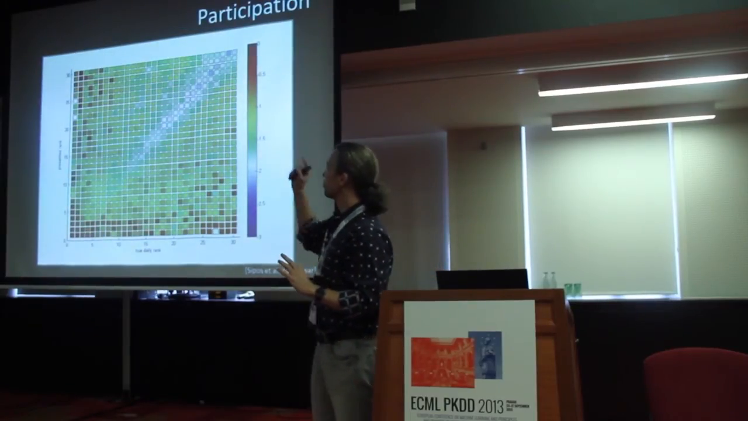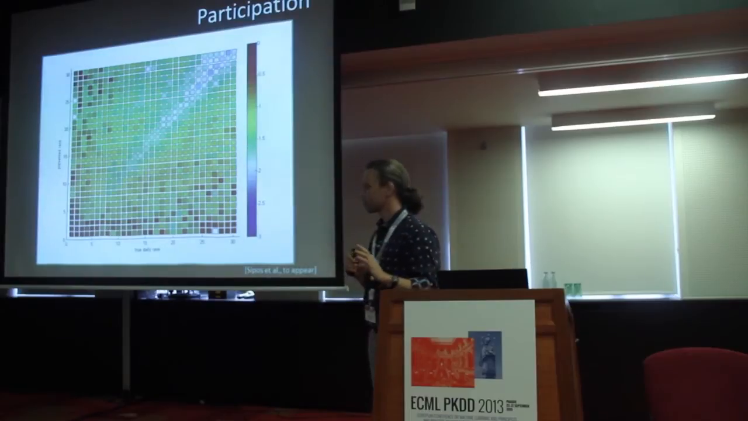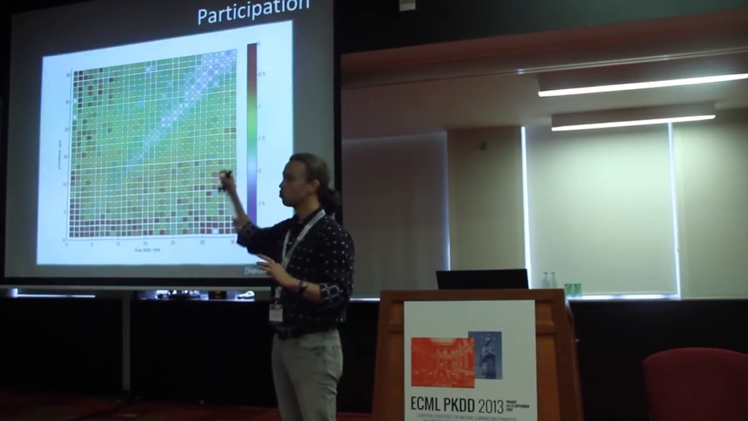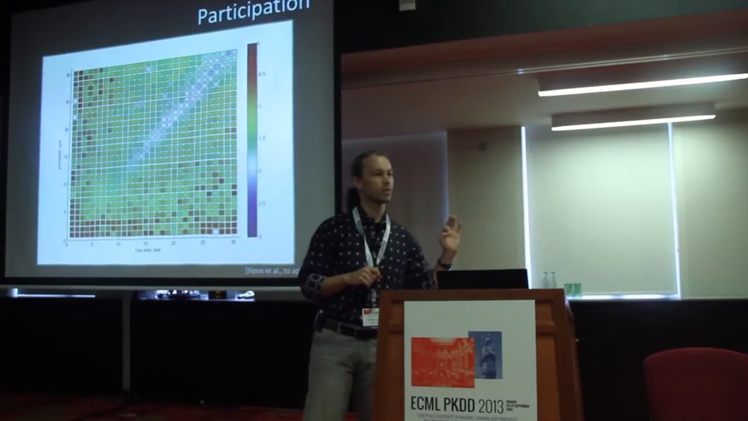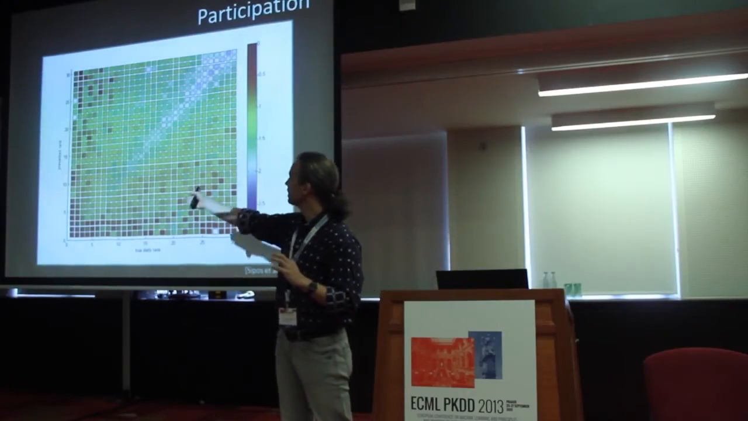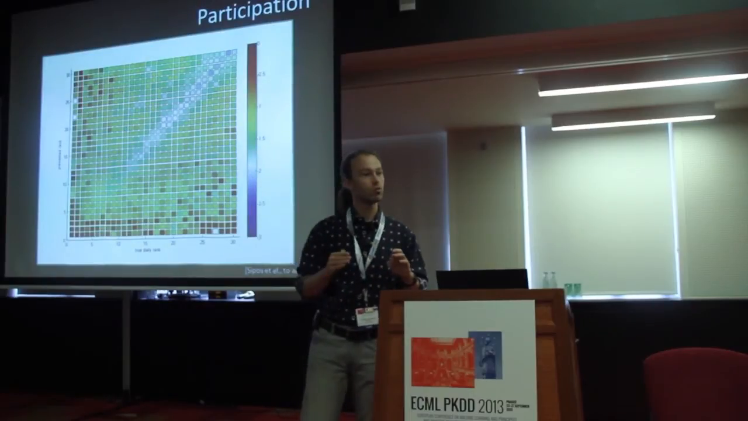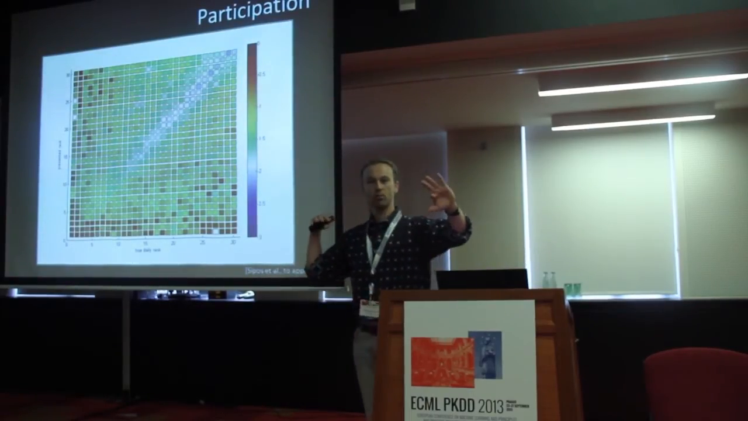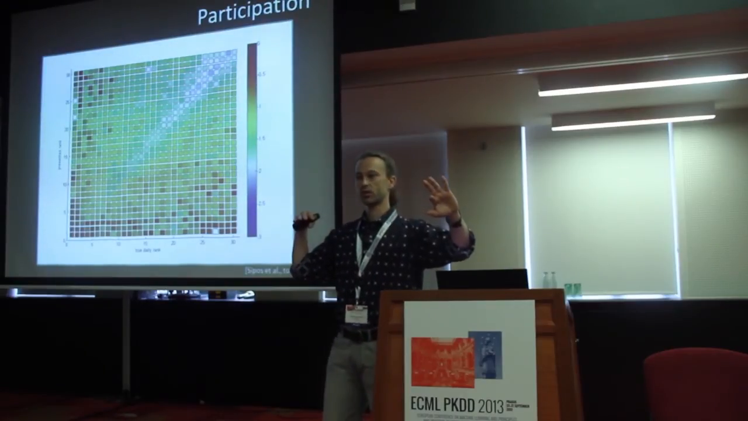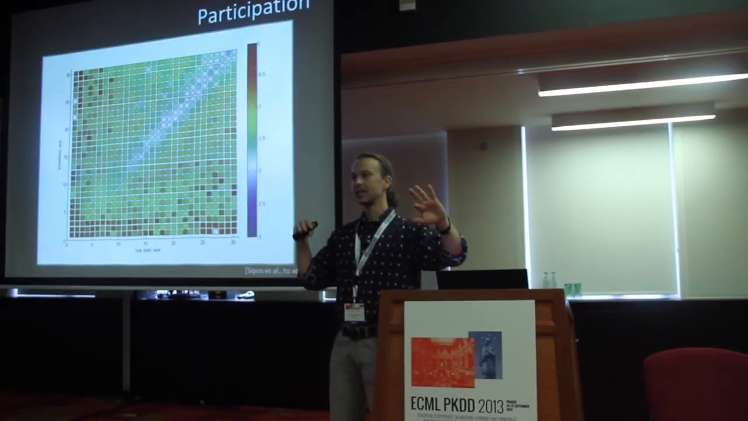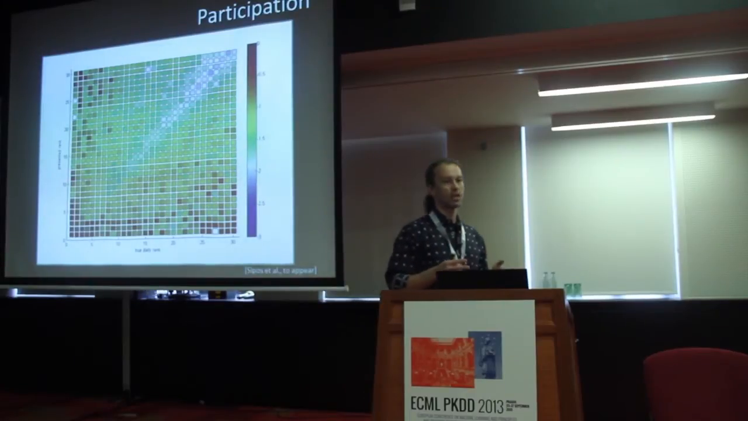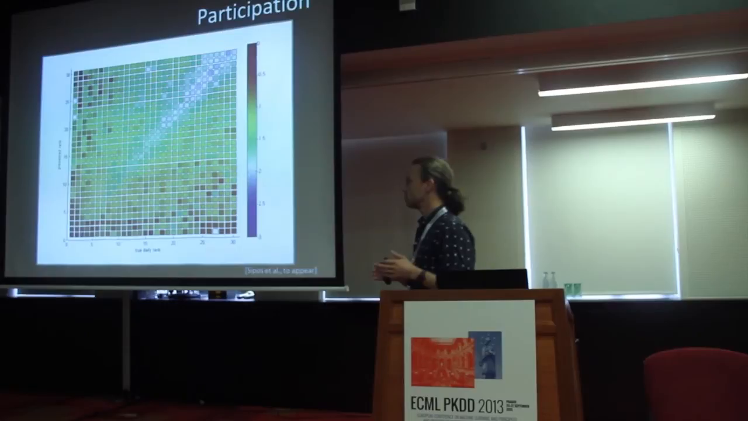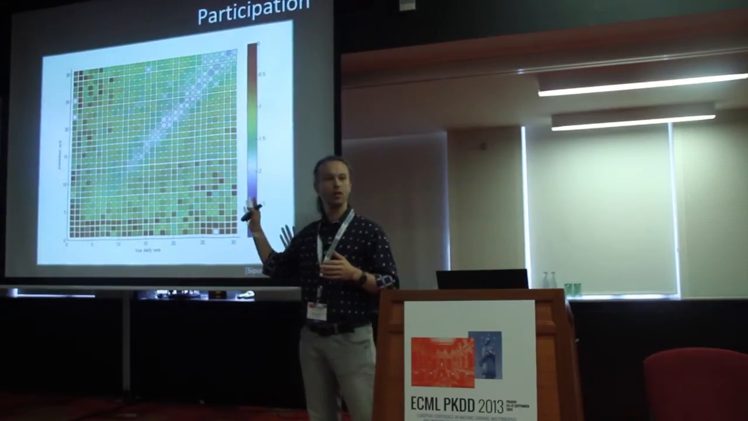And also for participation, same axes here. Now the color indicates when people actually give feedback. On the diagonal, you see that if something is roughly correctly ranked, people don't give feedback. If it's away from the correct rank, people start giving feedback. If you wanted to design the optimal algorithm for ranking reviews, you should do it with this kind of behavior in mind.